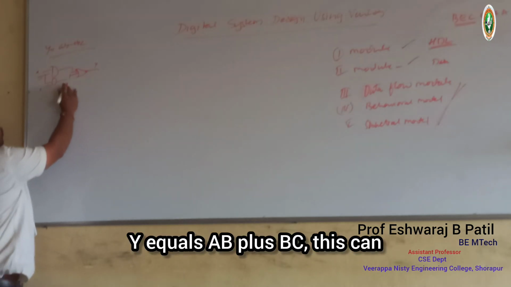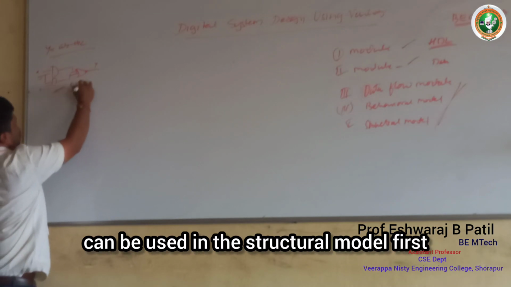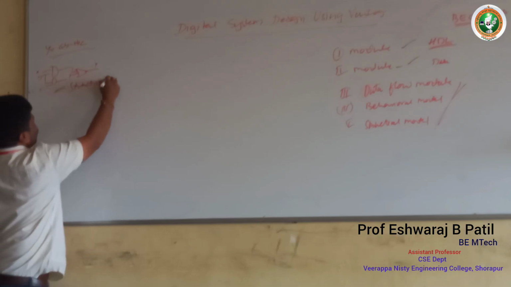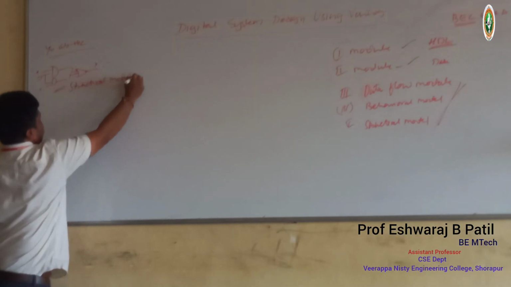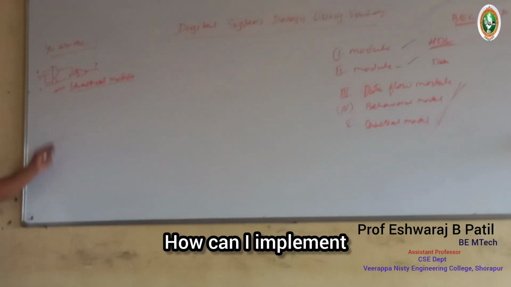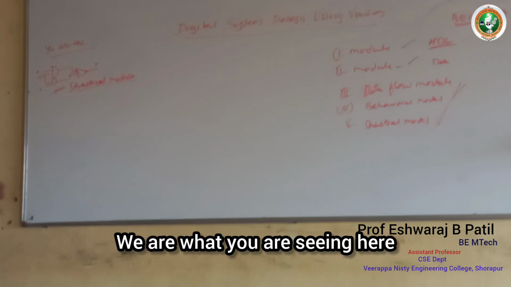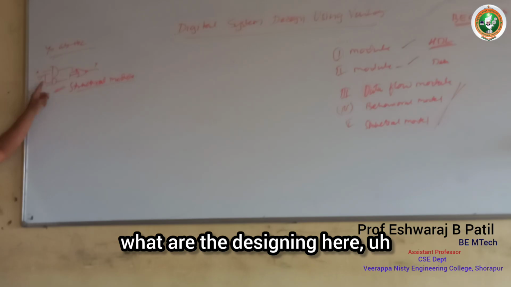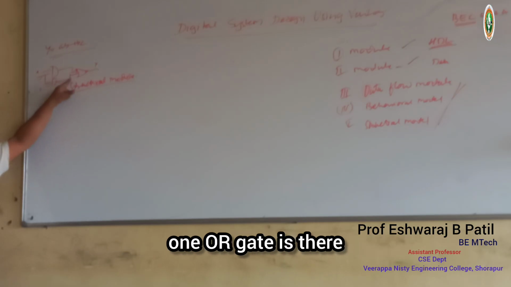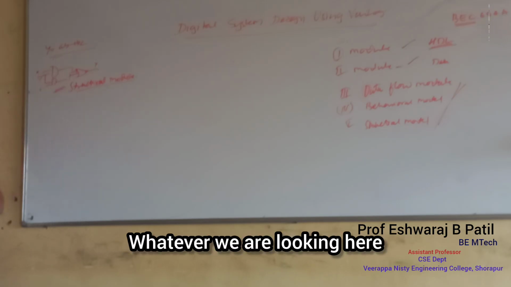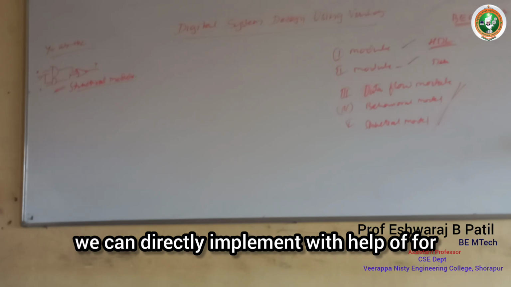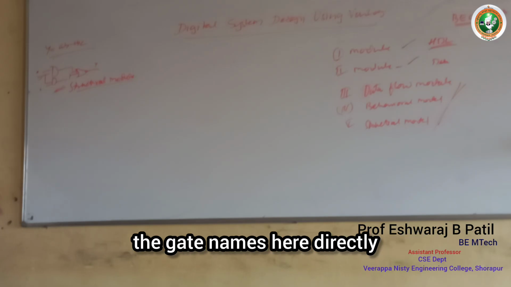Okay, Y equals AB plus BC. This can be used in the structural model first. How can I implement it? In the structural model, or gate level designing, whatever we are seeing here has 2 AND gates and 1 OR gate. Whatever we are looking at here, we can directly implement with the help of the gate names directly.